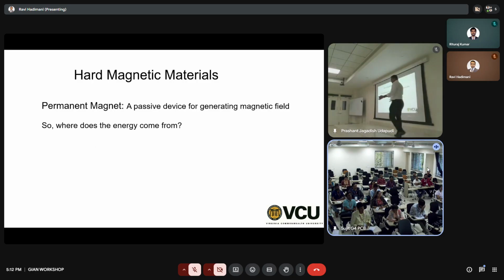Permanent magnets are a passive device for generating magnetic field, right? So you get perpetual energy from permanent magnets. They're not like batteries. Batteries go away after certain use, but permanent magnets give you magnetic field perpetually. So where does the energy come from? You can't have a perpetual machine.